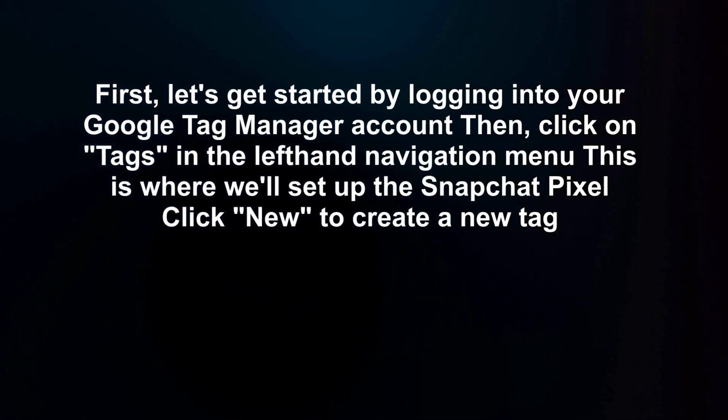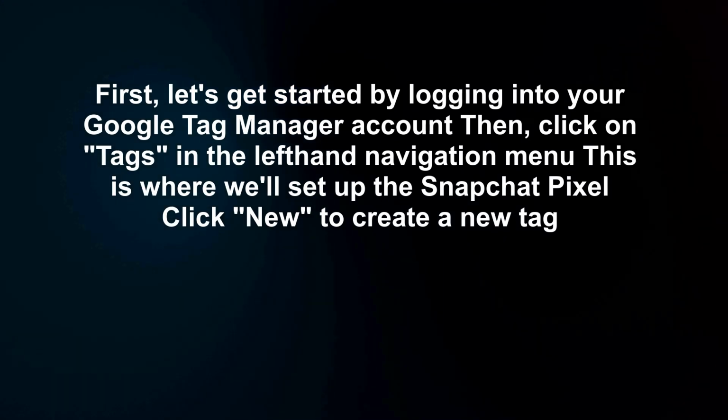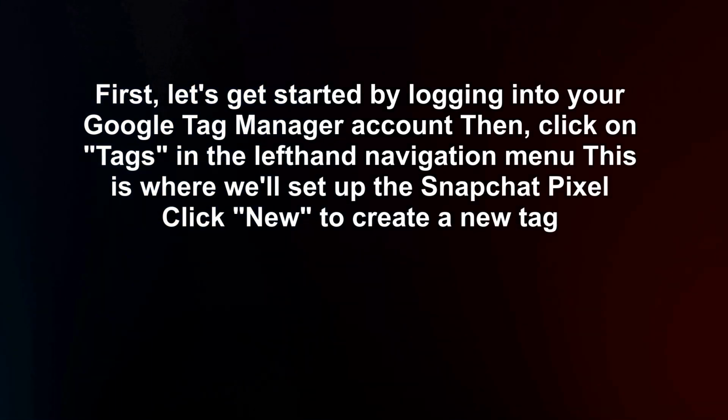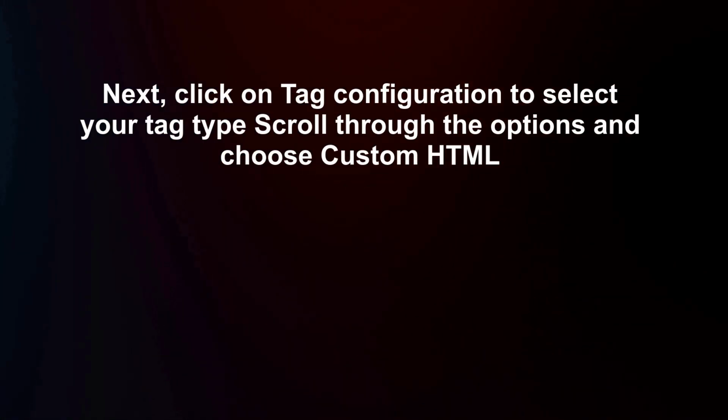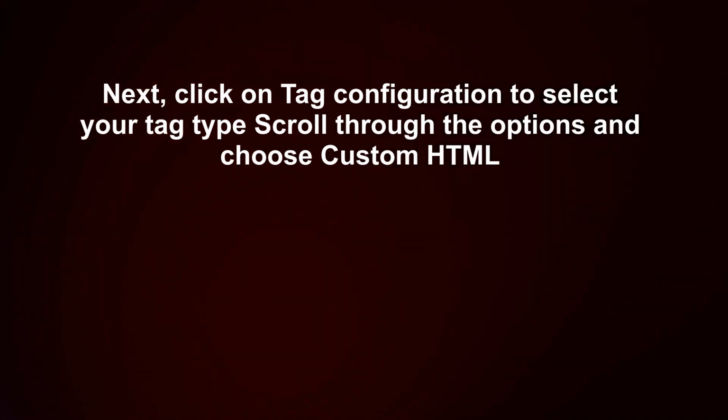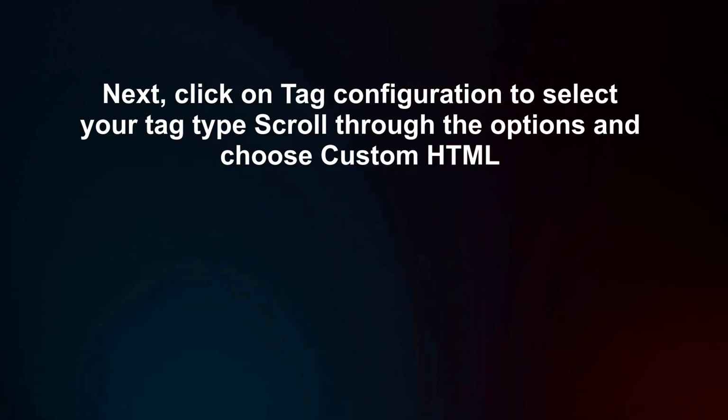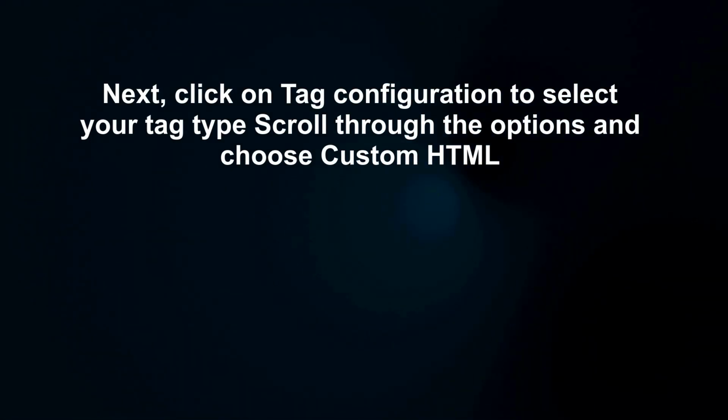Then, click on Tags in the left-hand navigation menu. This is where we'll set up the Snapchat Pixel. Click New to create a new tag. Next, click on Tag Configuration to select your tag type. Scroll through the options and choose Custom HTML.